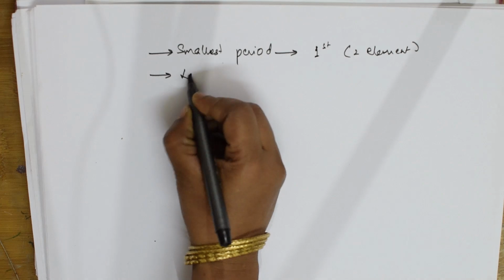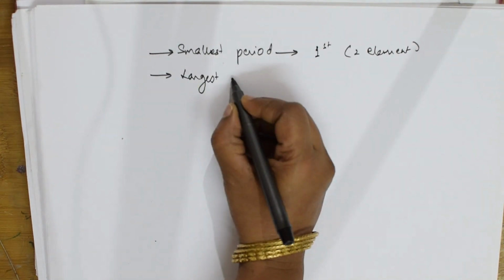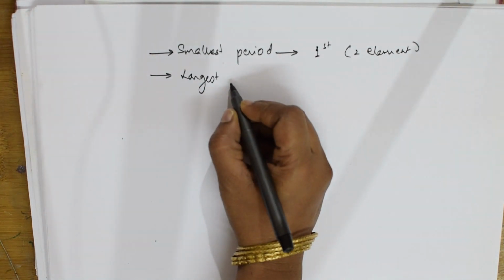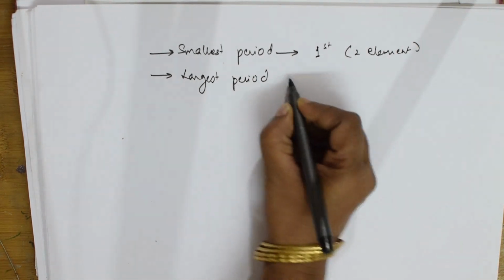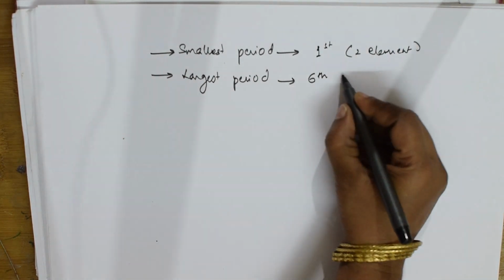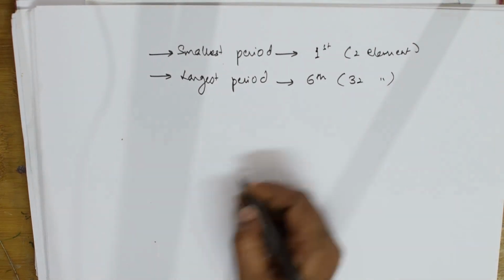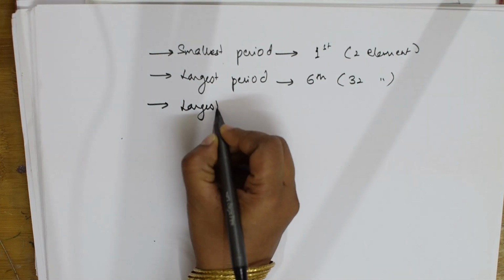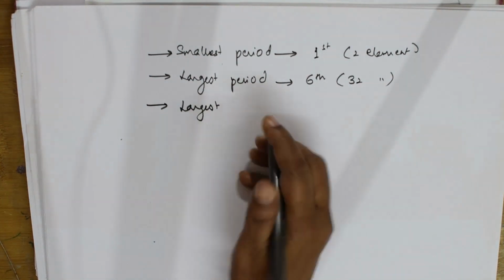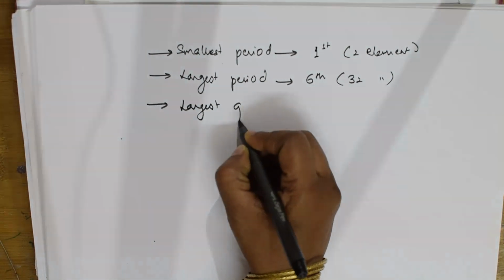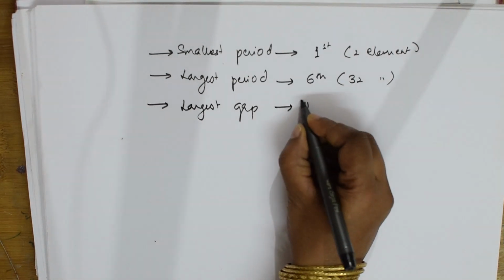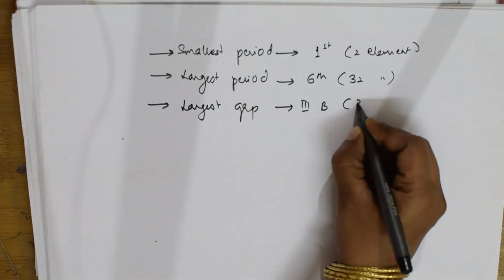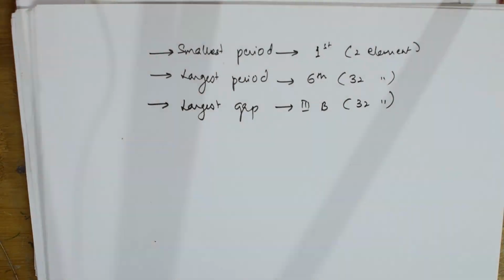What is the largest period which we have? The largest period in the periodic table is the 6th period. How many elements are there? 32 elements are there in that. Now let me start with the largest group. I should not say smallest group, all are equal here. So the largest group is the 3B elements group. How many elements are there? There also 33 elements are there in the largest group.